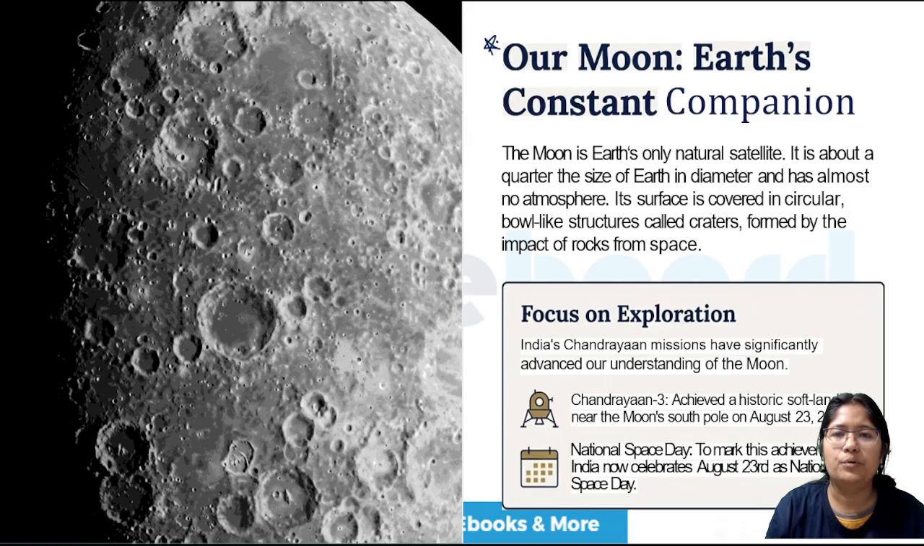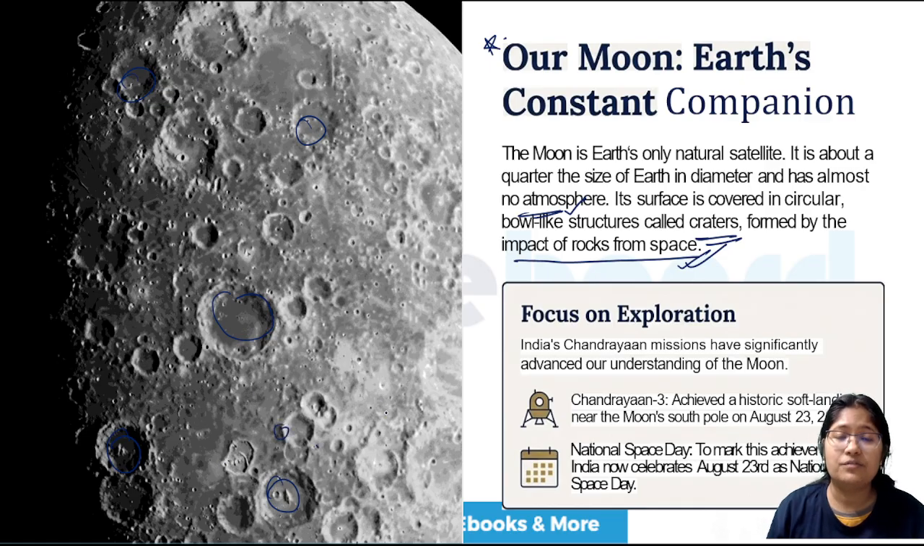Coming to the moon. Look at the surface of the moon. There are some craters like this. As you can see, these are the craters. The moon does not have an atmosphere of its own. Because of this almost no-atmosphere condition, it sees the impact of rocks from space, as a result of which these craters are formed on its surface.